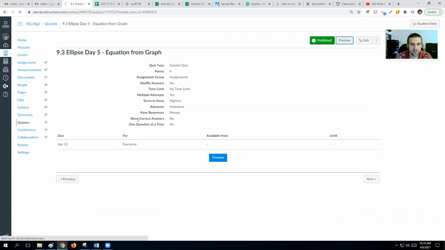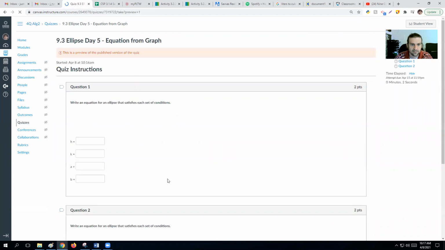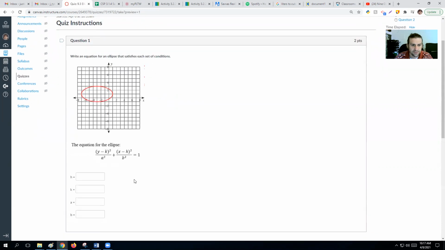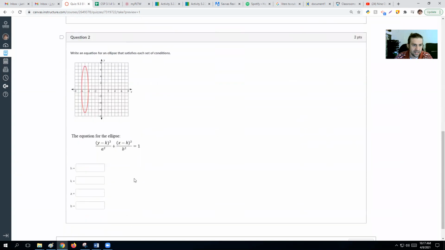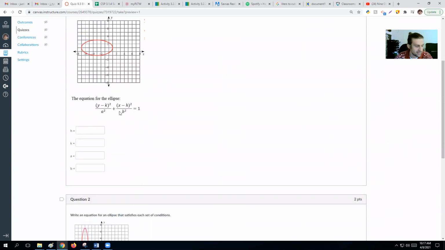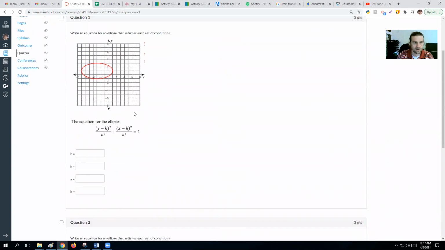Each one of these, you're just going to go through and look at the graph and try to find the center. The center is at h, k. And then understand that the a is going to go with the major axis. In this problem it does kind of switch up. We have y equals. The center here, you can note, would be right here.